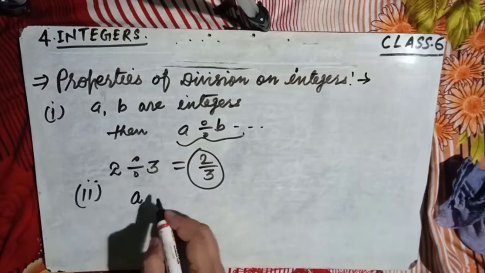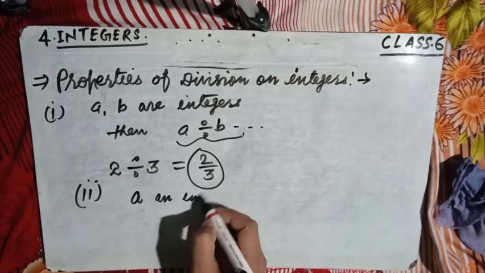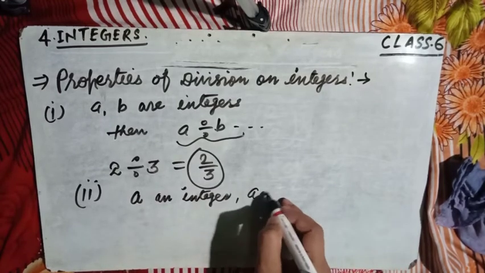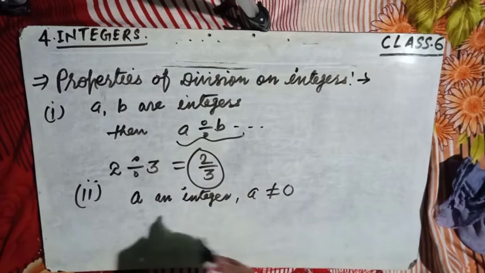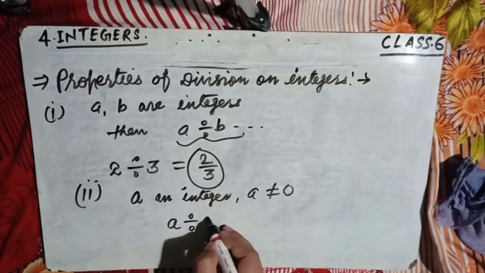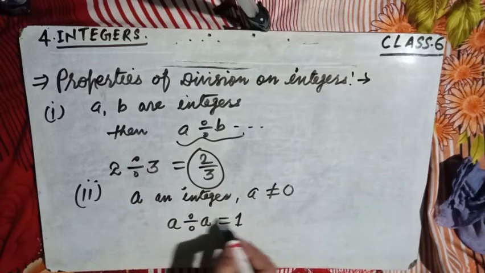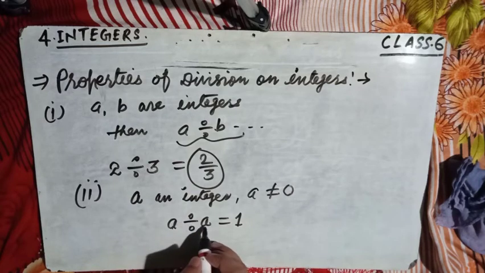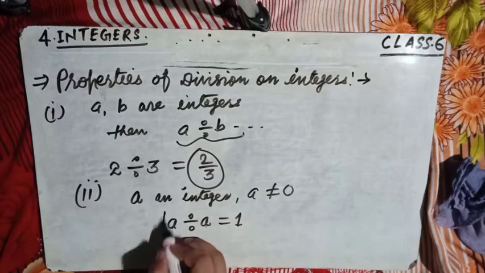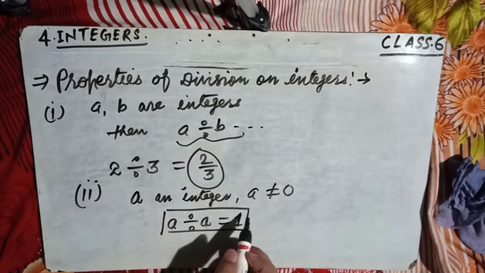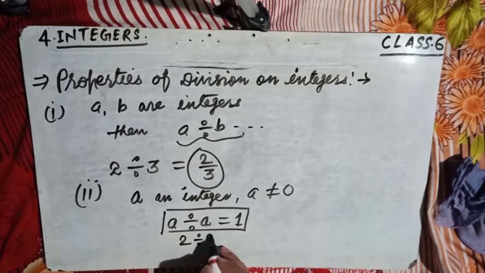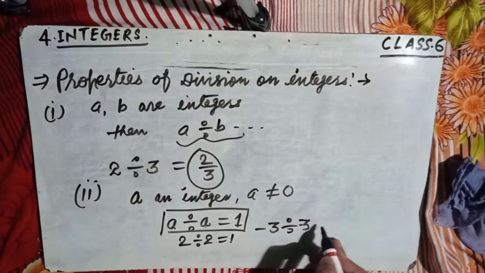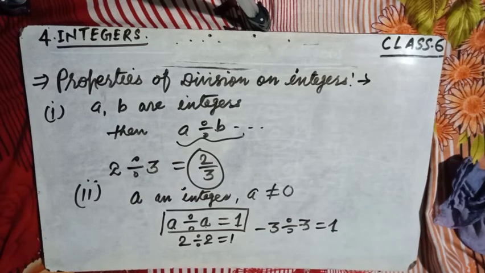Suppose a is an integer where a is not equal to 0. Then a divided by a is equal to 1. That means any integer divided by the same integer is equal to 1, except when the integer is equal to 0. Example, 2 divided by 2 is equal to 1, minus 3 divided by minus 3 is equal to 1, and so forth. I hope you will get it.